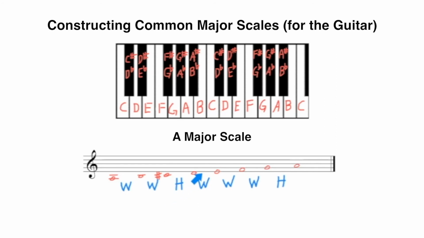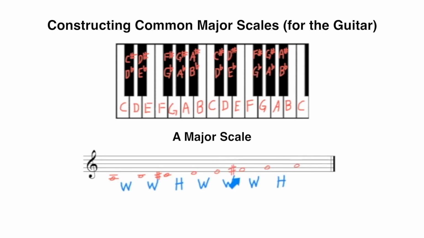Next we have D to E. D to E is a whole step because of the black key in between, making two half steps. Next, E to F. That is another half step because there is no black key in between, but we need a whole step. Again, just like with the D major scale, we could take that F and raise it up to an F sharp, making a whole step from E to F sharp.